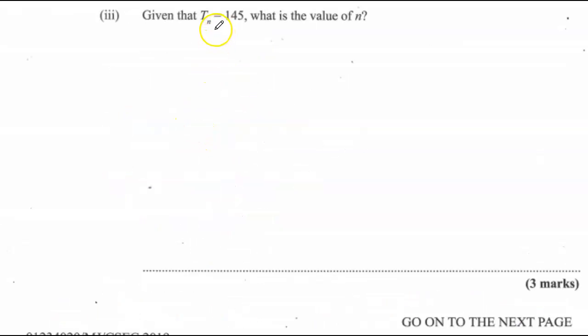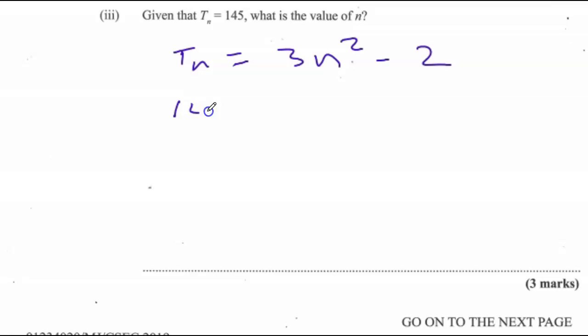Given that t subscript n, the n-th term, is 145, what's the value of n? Basically they're asking us which term is equal to 145. So remember, t subscript n is 3n squared minus 2. So we replace t subscript n with 145. So 145 is equal to 3n squared minus 2.